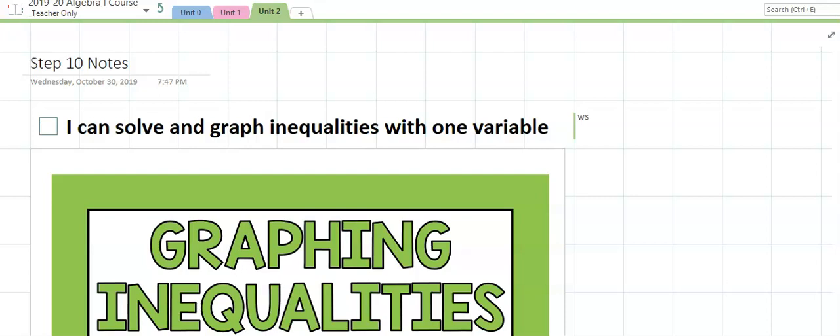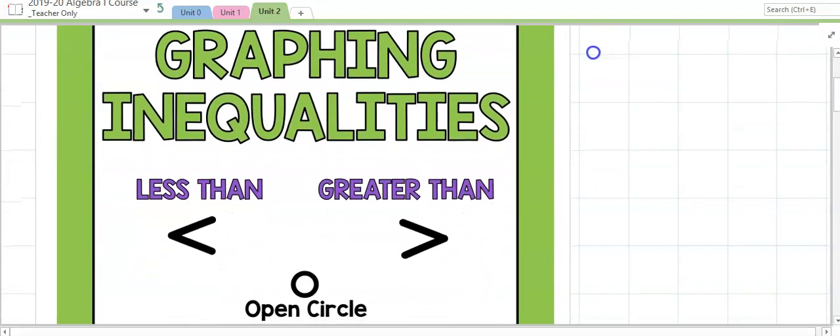Welcome to step 10. By the time we're finished with step 10, you will be able to solve and graph inequalities with one variable. When we're graphing inequalities, you're probably familiar with the two symbols less than or greater than.